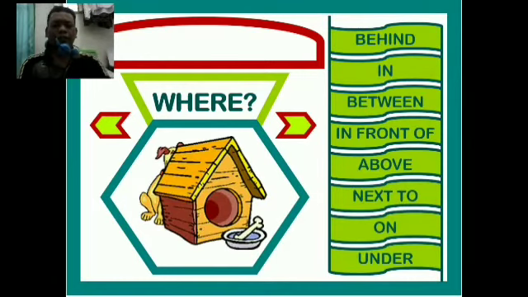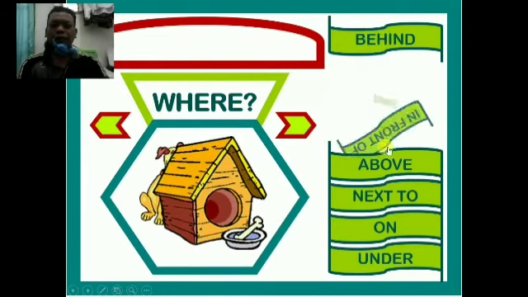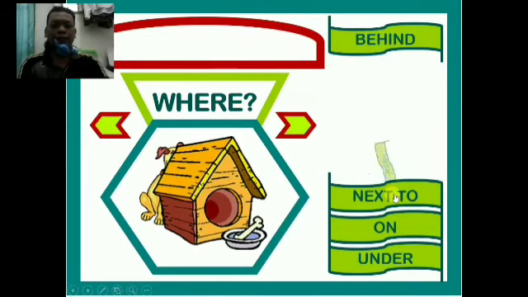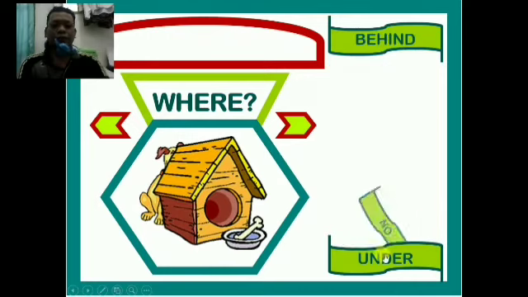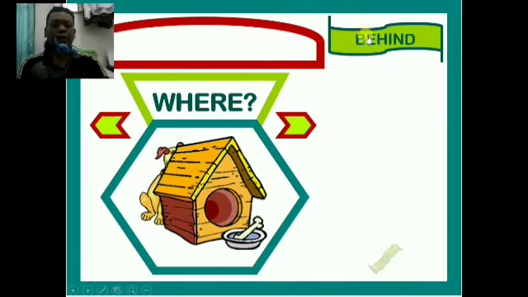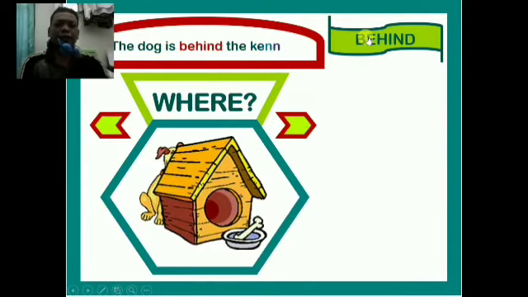So this is the next preposition. The dog is titik-titik. In, di dalam, bukan. Between, no. In front of, di depan, bukan. Above, di atas, no. Next to, bukan. On, bukan. Under, no. The correct one is behind. So the dog is behind the kennel. Kennel means dog house, the dog's house.